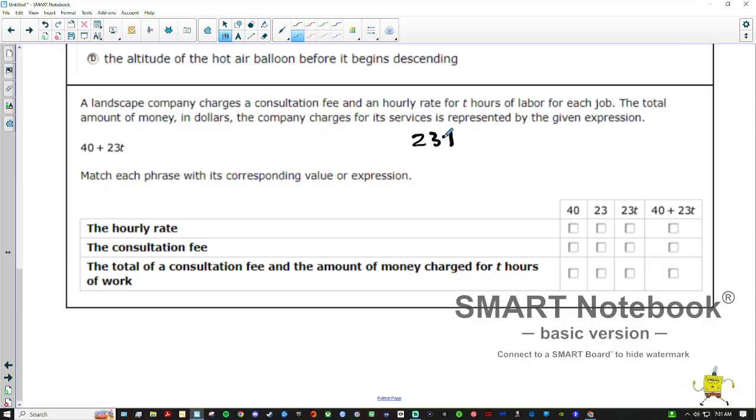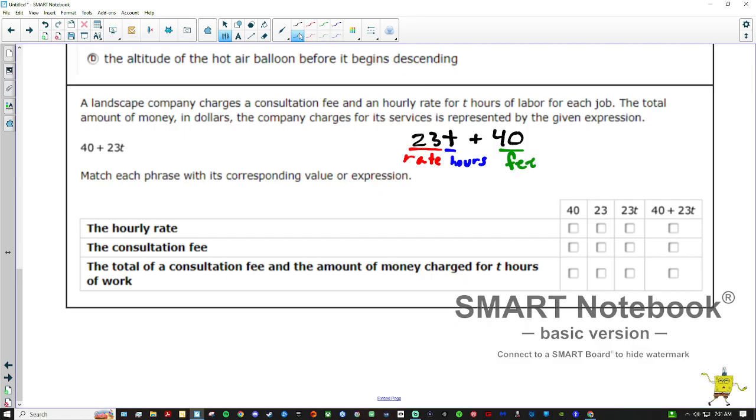23t plus 40, just flipping it around. This is our slope. So this is the consultation. This is our hourly rate. Okay, this is our rate, our slope. T represents our hours. And 40 represents our fee, our one-time fee.